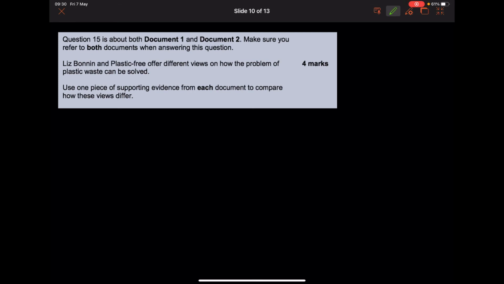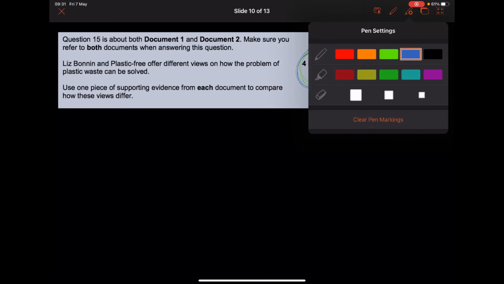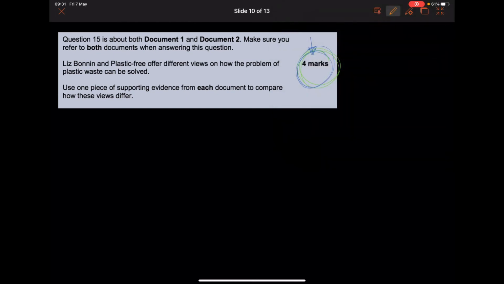Now, if you want to pause the video and just have a go at that question, it's 4 marks. Think about what that might mean. Okay, let me change my colour pen because that's not very good. Maybe 2 points for each, or maybe 1 point plus some evidence. The marks give you a good idea of what to do. So I would suggest with the marks we would make your point and then give some evidence.